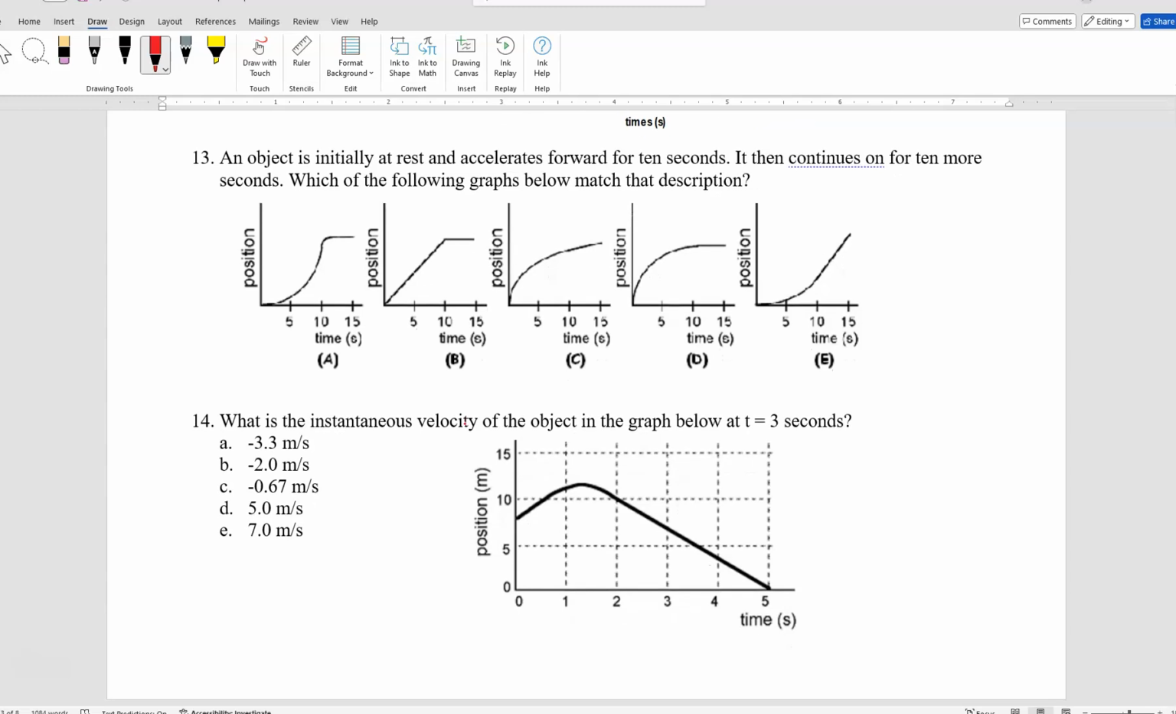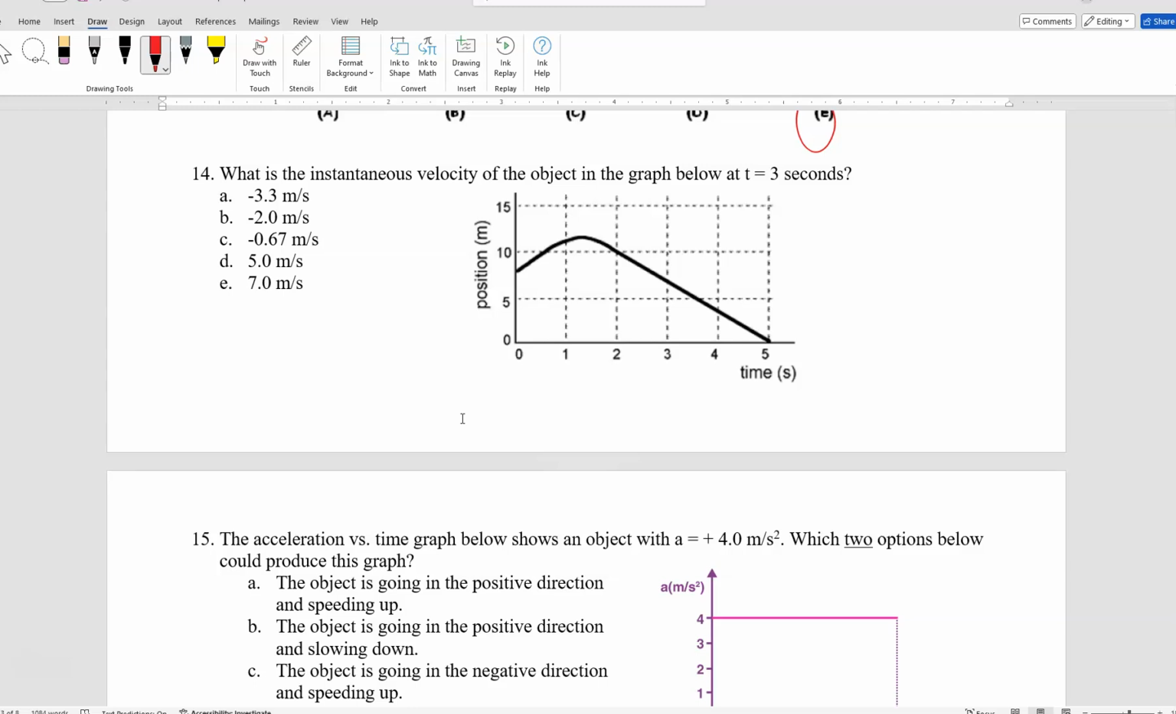Number 13 says, which of the following graphs shows a car that's accelerating for 10 seconds and then continues on, and I meant to say at constant speed for 10 more seconds. All right, so let's see, which ones accelerate? Well, not that one. This one slows down, that one slows down, so it's A or E, but A stopped. Horizontal line has a slope of 0. That means the speed is 0. This is the speeding up part. And then this last part I just circled, that's constant speed. So the answer is definitely E.